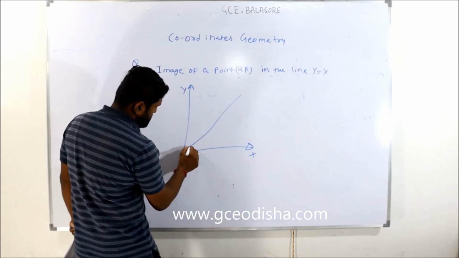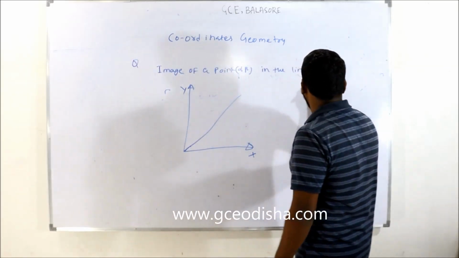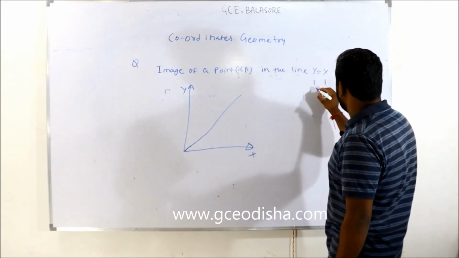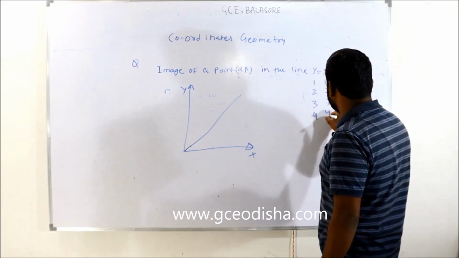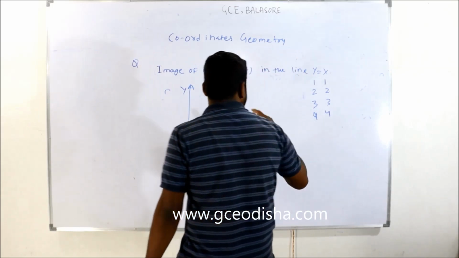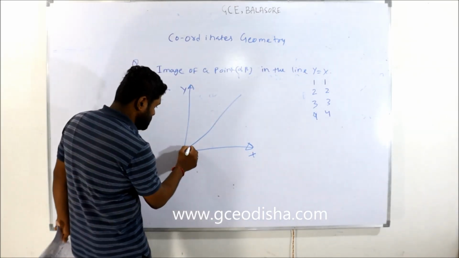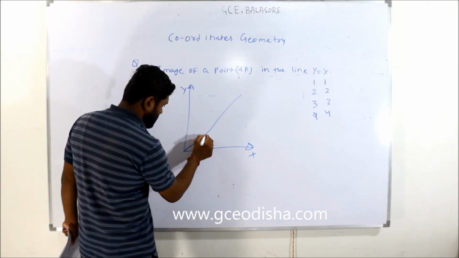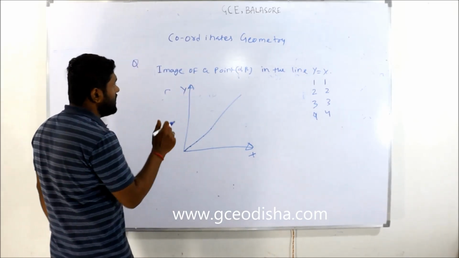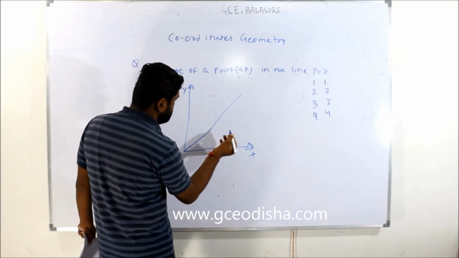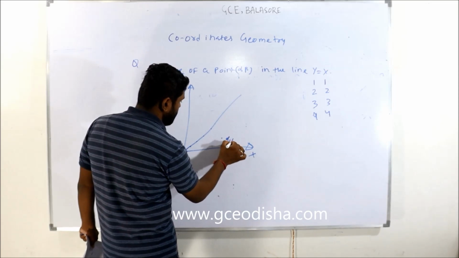Y equals x means that if you take x as 1, then y is 1; x is 2, y is 2; x is 3, y is 3; x is 4, y is 4. The same. As many x units as there are, the same number of y units are there. This is (1,1), (2,2), (3,3), (4,4), like that. Let the point (alpha, beta) be here. Let's take it here. It is positive; you can take it anywhere.